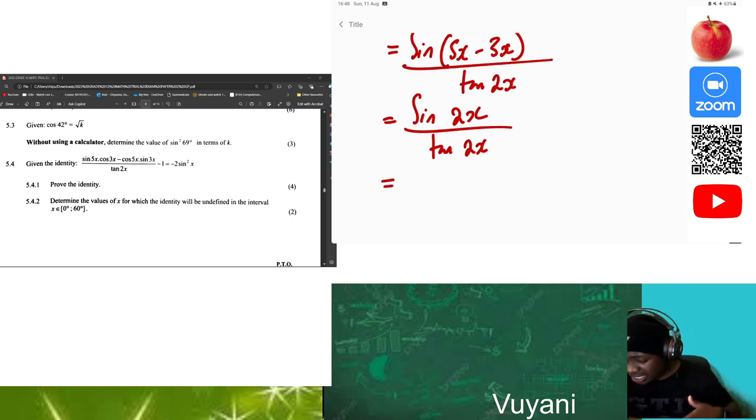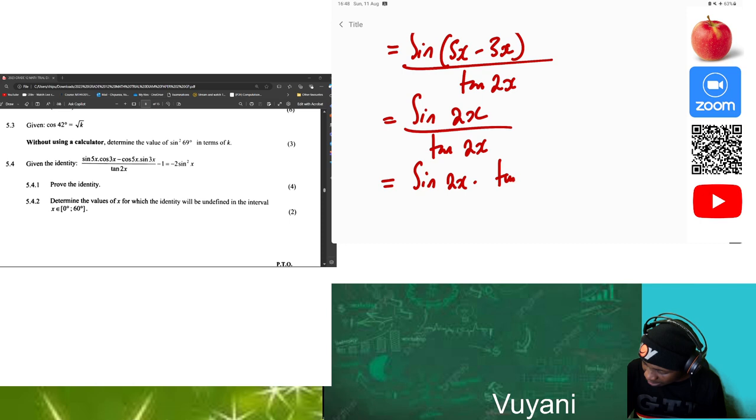Before, we can see that sine 2x is a double angle, but there's something else we know about tan 2x. It's an identity which we taught in grade 11, that tan of theta is always equal to sine theta over cos theta. So let's try to exercise our right. This can be written as sine of 2x times tan of divided by tan of 2x.